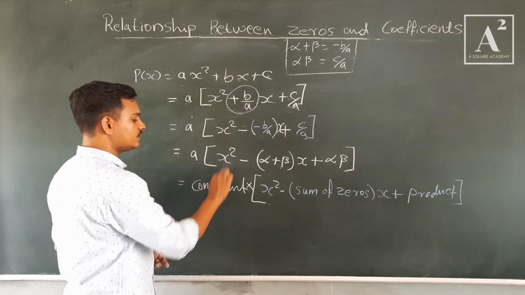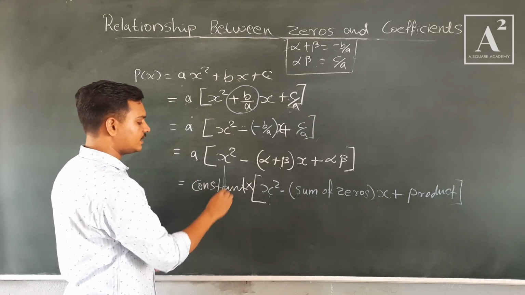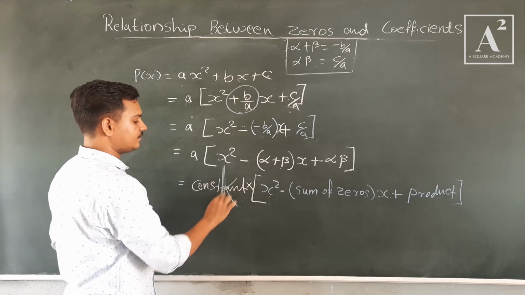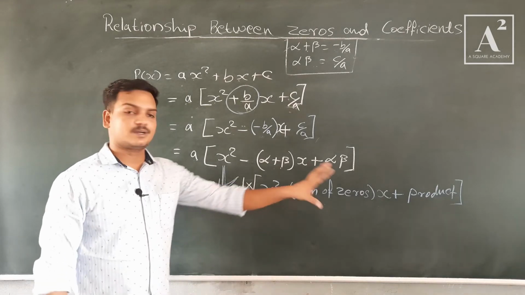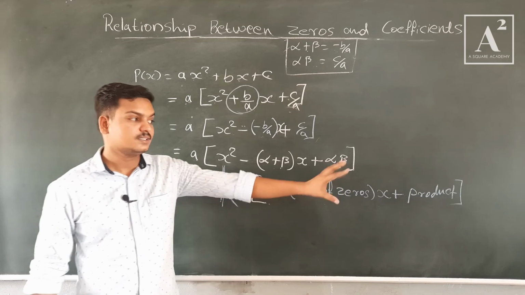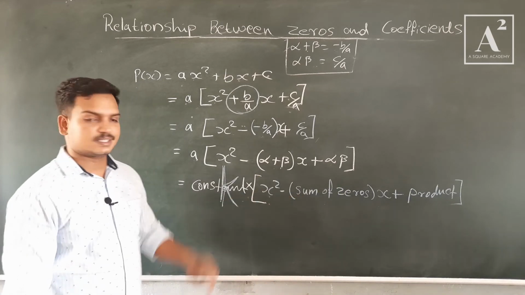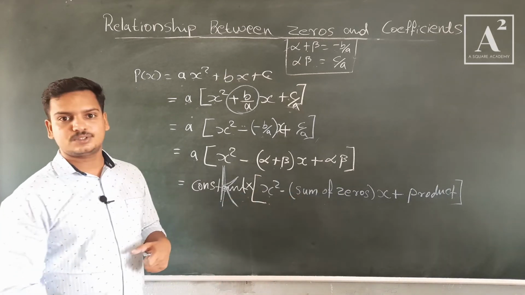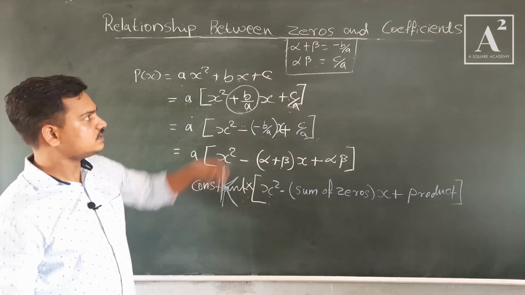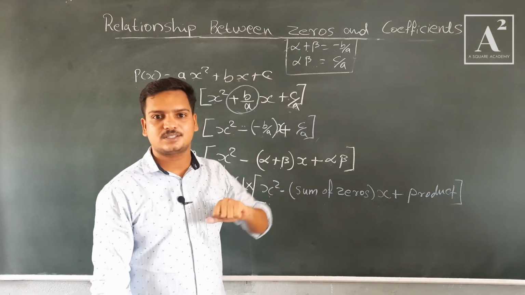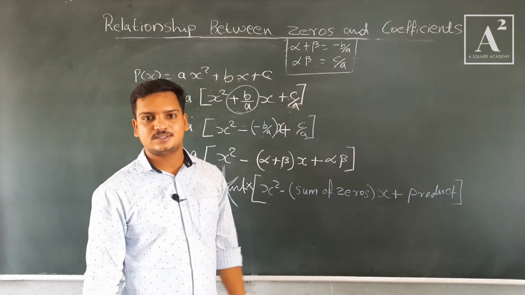In this, the constant is simply represented by k into x square minus sum of zeros plus product of zeros. So this is another expression you should remember. In today's session, first, alpha plus beta is equal to minus b by a, and alpha beta is equal to c by a.